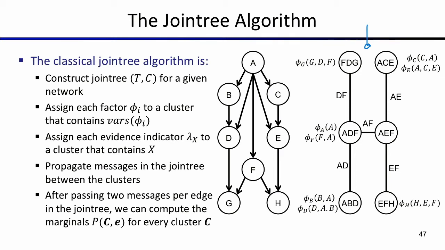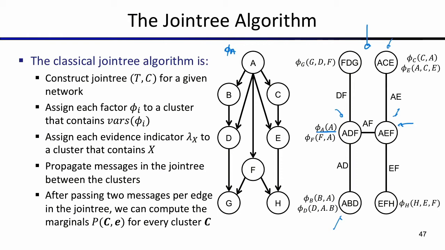So for instance, we have a factor here, phi A, and we need to map it to some cluster. It can go here, because here we mention variable A. It can go also here, or here, or here. We need to decide on one of the clusters that we will use. So in this case, phi A is going to go to this cluster that mentions variables A, D, F. We could go to another cluster, that is true. We could go here, for instance, that is true. We can do that. We just need to decide where the factors will go, and this will not interfere in the final results of the algorithm.